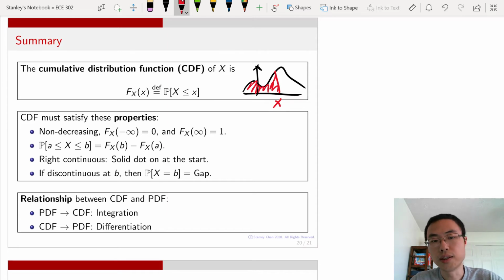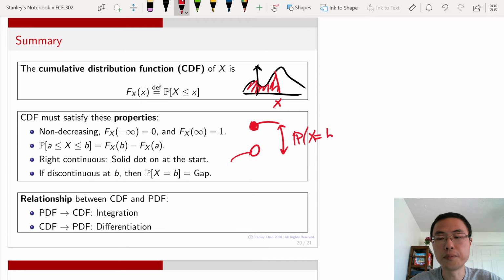The second thing that we learned in today's lecture is that the CDF must satisfy a few properties. The first 3 properties are stated here, and then the 4th property is that, if you want to evaluate the probability that X is between a and b, you take the difference between the CDFs. The CDF is also always right continuous, so you always have an empty dot on the right hand side, solid dot on the left hand side. If it's at this discontinuous point at b, then this gap would define the probability that X equals b.